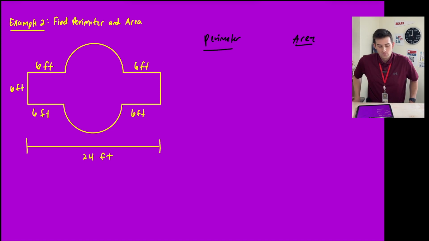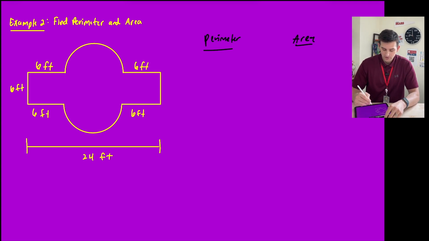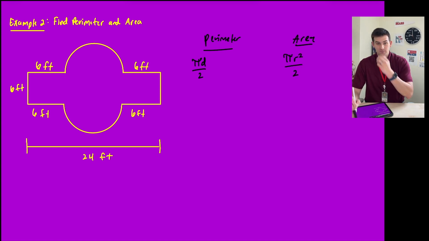All right, so perimeter we have talked about, or we made separate videos on how to find the perimeter of a semicircle and also the area of a semicircle. So remember, perimeter of a semicircle, we're going to do pi times diameter divided by 2. And for area, we would do pi r squared divided by 2. So we'll just leave those formulas there as a point of reference as we begin solving example 2. Okay, so let's go with perimeter.